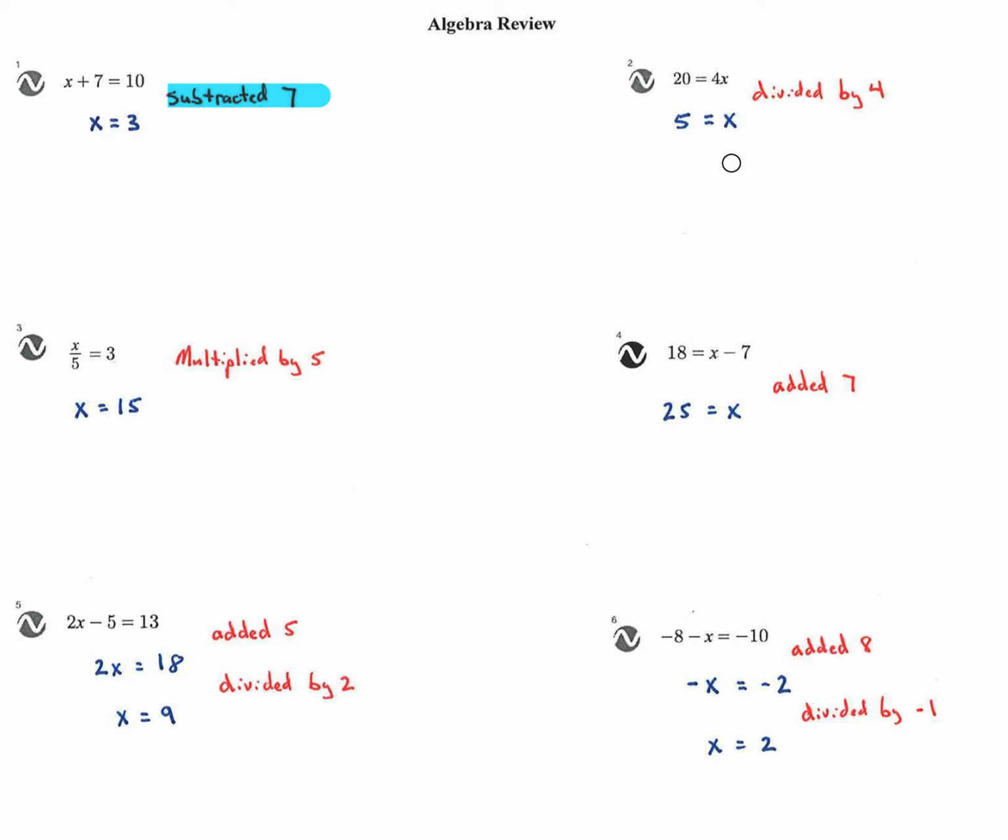Let's look at number 2. Number 2 says 20 equals 4x. And when you see 4x, that's 4 times x. Well, we know that the inverse operation of multiplication is division. So how do you want to get the x by itself? I want to divide by 4. So I divided both sides of the equation by 4. That will move the 4 from the right side to the left side, because dividing both sides by 4, the 4 divided by 4 is just 1, and then 20 divided by 4 is 5.